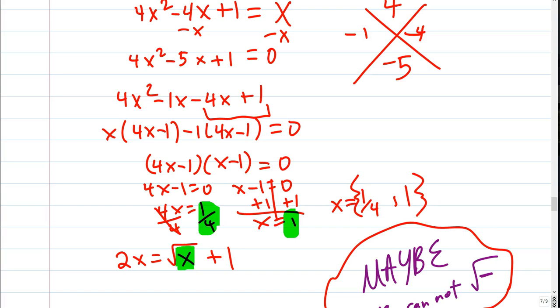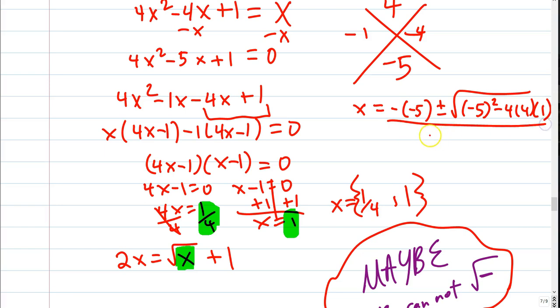Keep in mind, I'm sorry I made mistakes, but it's going to happen, and I don't edit them out because, well, first of all, hopefully you catch them as you're going. But second of all, I want you to know we all make mistakes. But I could have run this through negative b plus or minus the square root of b squared minus 4 times a times c, all divided by 2 times a, and eventually I would get to 1/4 and 1.